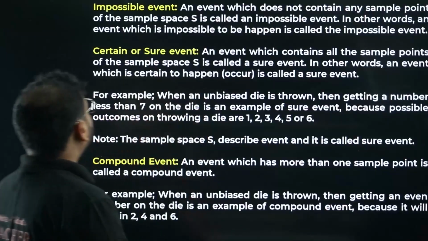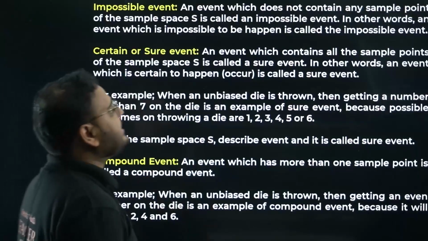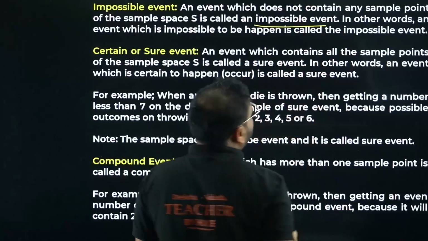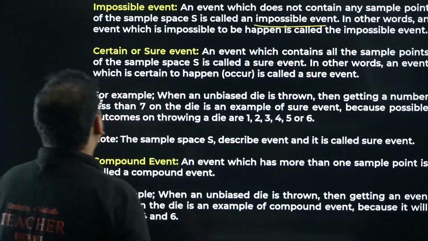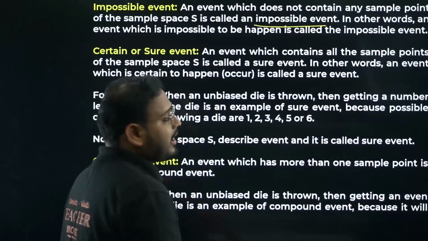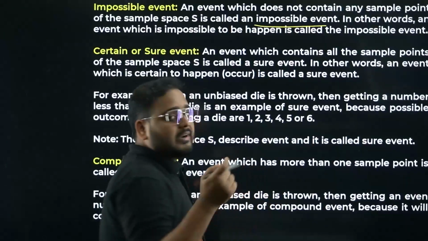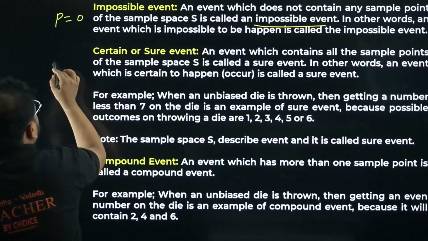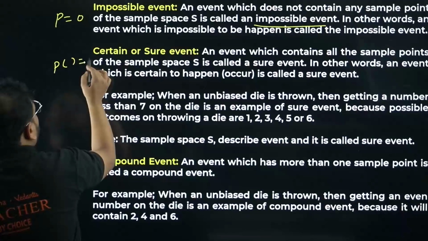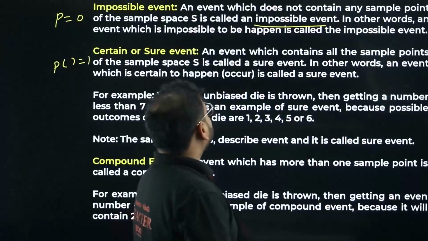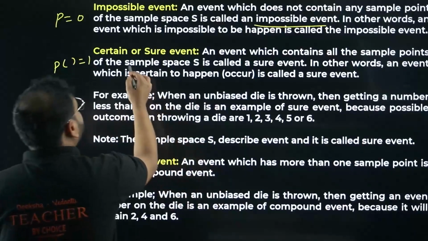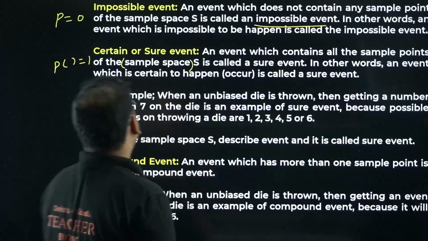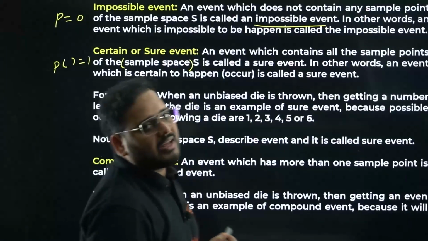Few more definitions are there. Let's have a look. An impossible event is an event which does not contain any sample point of the sample space. Basically its probability is 0. Now a certain or sure event is one where you have all the sample points, and basically the probability is 1. For the impossible event we know the probability will be 0, and for this the probability will be 1. An event which contains all the sample points of the sample space S is called a sure event. In other words, an event which is certain to happen or occur is called a sure event.